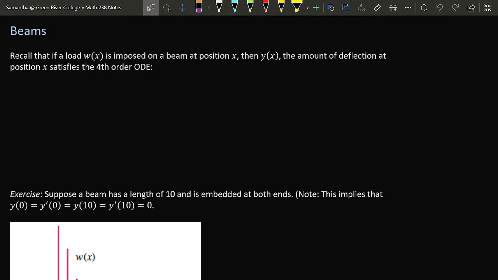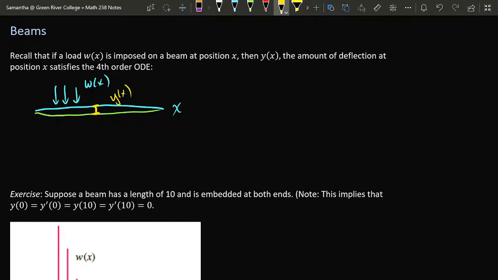which is being bent or deflected underneath a load. So if you have some horizontal beam, a load which is measured by the function w of x is imposed on the beam at position x, then the beam undergoes some deflection from its normal horizontal position. Maybe the actual beam ends up somewhere down here. The vertical difference between the beam's normal location and its location under this load is called the deflection.